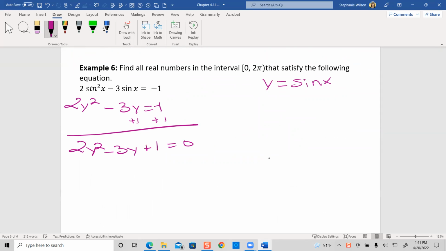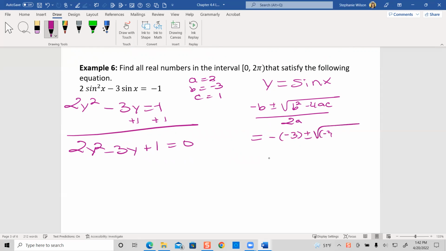All right, I know it doesn't factor, so I'm going to use that formula where it says negative b plus or minus square root of b squared minus 4ac all divided by 2a. And let's plug in. Well, what do we know? We know a is 2, b is negative 3, c is 1. So let's plug in what we know. Negative 3 for b, 2 for a and 1 for c, all divided by 2 times 2.